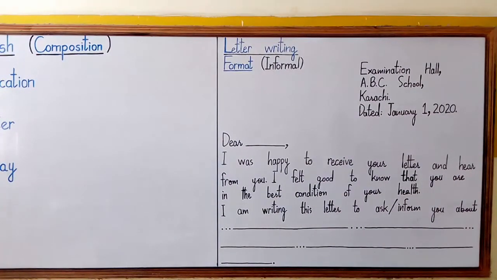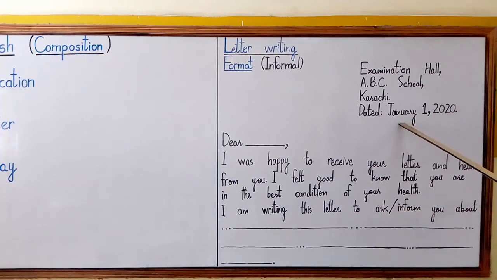Here you are. Now, dear students, this is the format of an informal letter. Starting from the right hand side, from the half of the page, you write the address of the writer or sender: Examination Hall, A.B.C. School, Karachi. Dated January 1st, 2020.